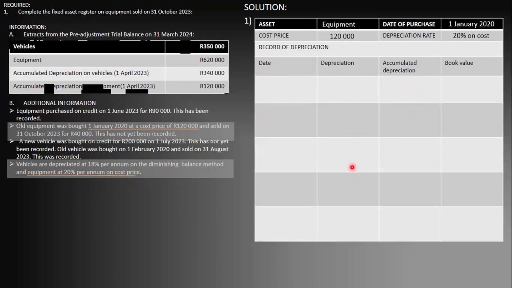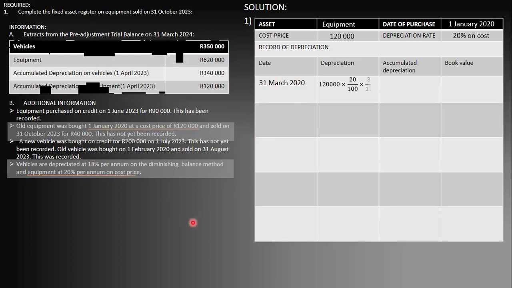Now, one thing that we need to note is that the 31st of March marks the end of the financial year. Now we need to calculate how much this equipment depreciated by from the time it was bought up until the 31st March of 2020, because this equipment was bought on 1st January 2020. So we need to look at the depreciation from the time it was bought up until that financial year end, from 1st January 2020 up until 31 March 2020, right? So we are going to keep track of that.